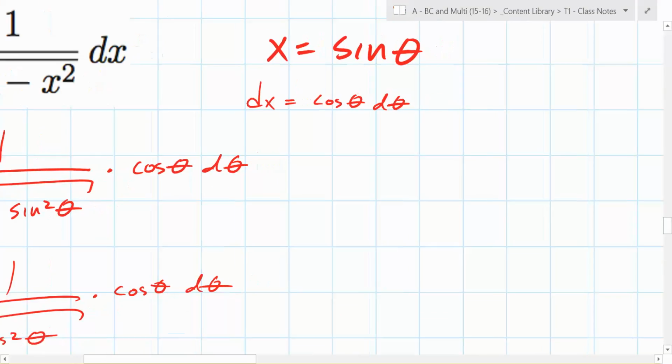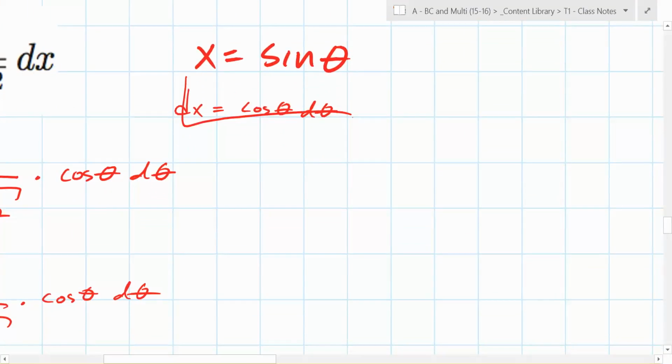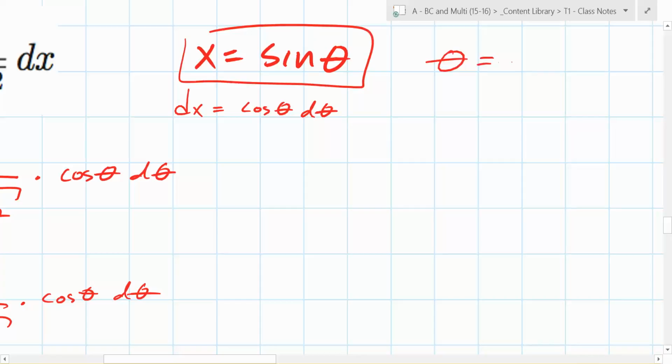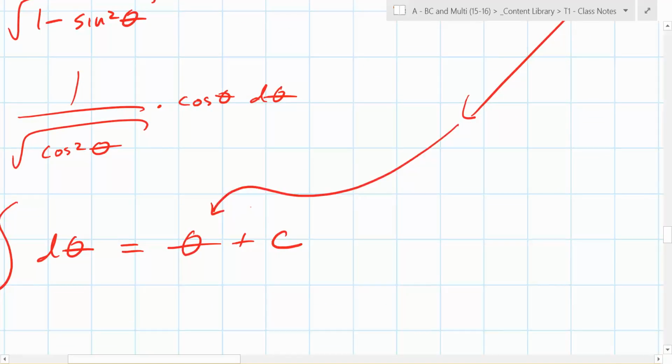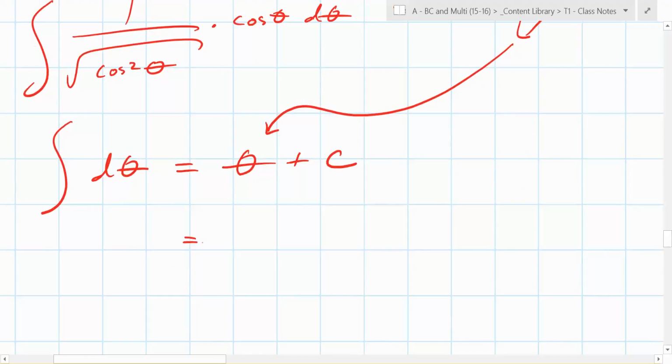So that's going to equal theta plus C. But what does theta equal? Oh, and I just totally missed writing that in the right place. What does theta equal? Sine inverse of x. So what do we end up with? Sine inverse of x plus C.